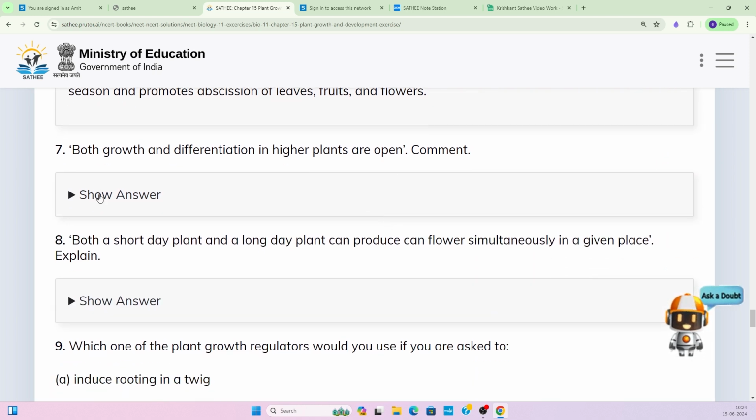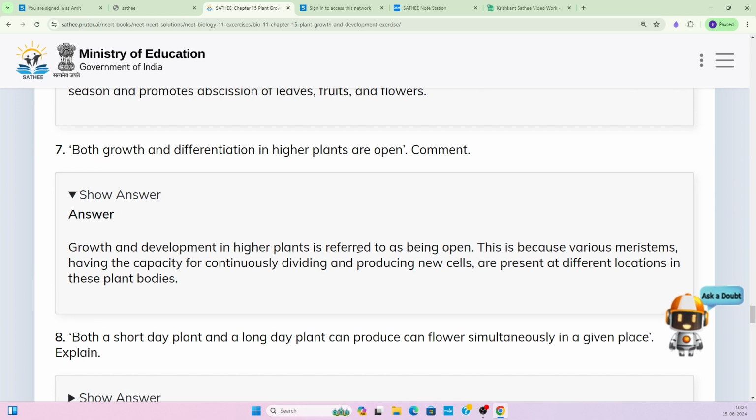Next question: both growth and differentiation in higher plants are open. You have to comment on this. Growth and development in higher plants is referred to as being open. This is because various meristems have the capacity to continuously divide and produce new cells, and are present at different locations in the plant body. Meristems are present at different locations and they divide and redivide. So that is why both growth and differentiation in higher plants are open. It is occurring at various points of the plant.